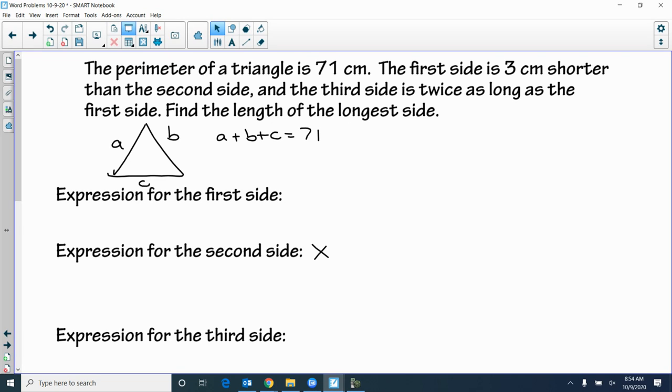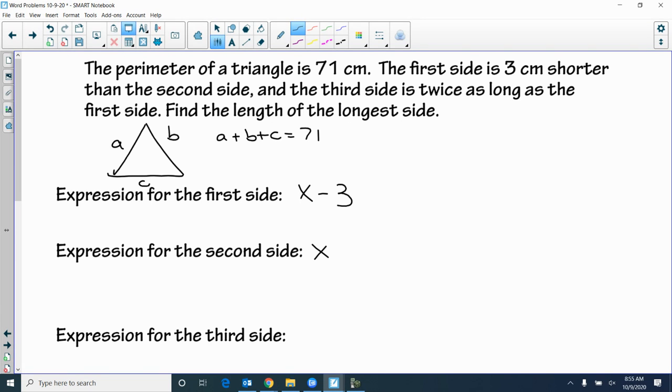Why? Because think about this, Colin. The first side is 3 centimeters shorter, and the third side is twice as long. Well, hold on, you're going a little bit too far. If I let X be the second side, how can I write the first side? How can I represent the first side if it is 3 centimeters shorter than the second? Zach? X minus 3. We don't know anything about the second side, so usually it's easiest to let that one be X.